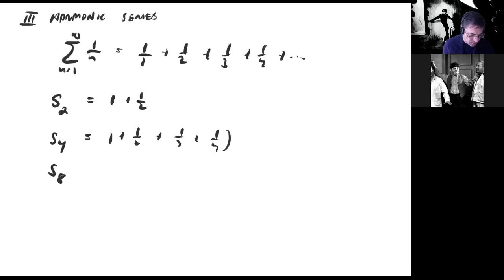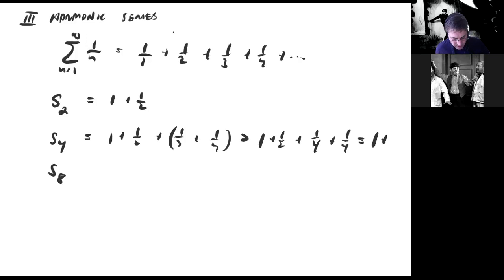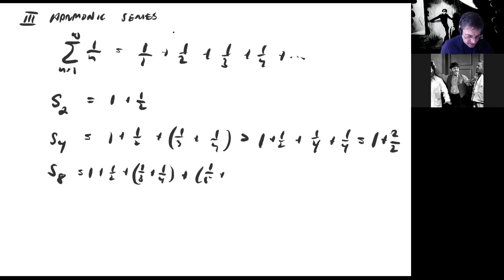Now I'm going to group the third plus a quarter together because that's going to be strictly bigger than a quarter plus a quarter. So S4 is strictly bigger than 1 plus a half plus a half. Let me write it as 1 plus 2 halves. What about S8? That's 1 plus a half, plus a third plus a quarter. I'm going to group those like before. Then a fifth plus a sixth plus a seventh plus an eighth.